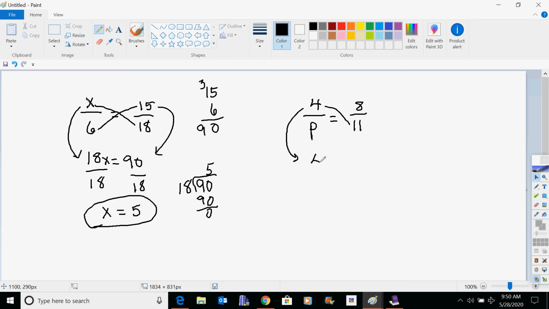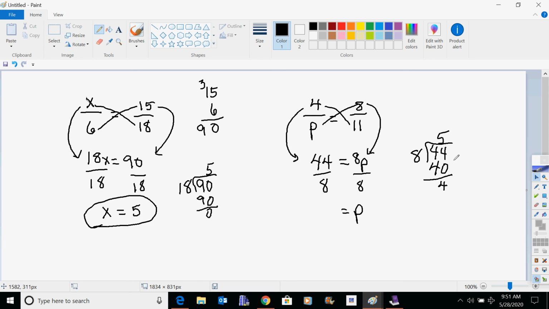4 times 11 is 44. P times 8 is 8p. And then you want to divide both sides by 8. 44 divided by 8 gives you 5. We need to add a 0. 5, decimal point, don't forget the decimal point, 5.5. So P equals 5.5.